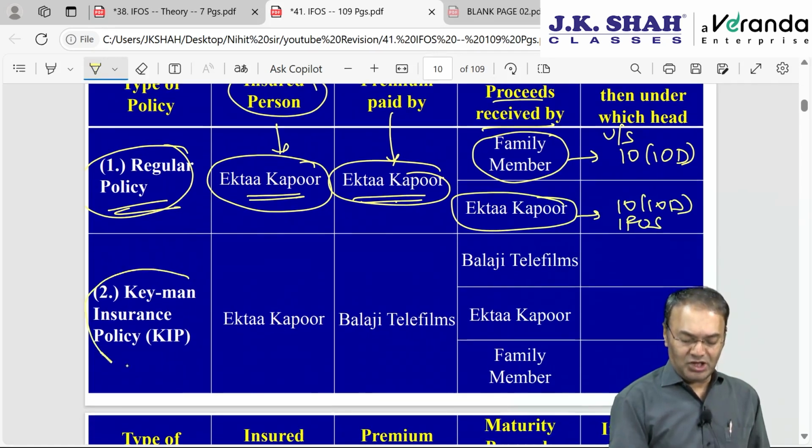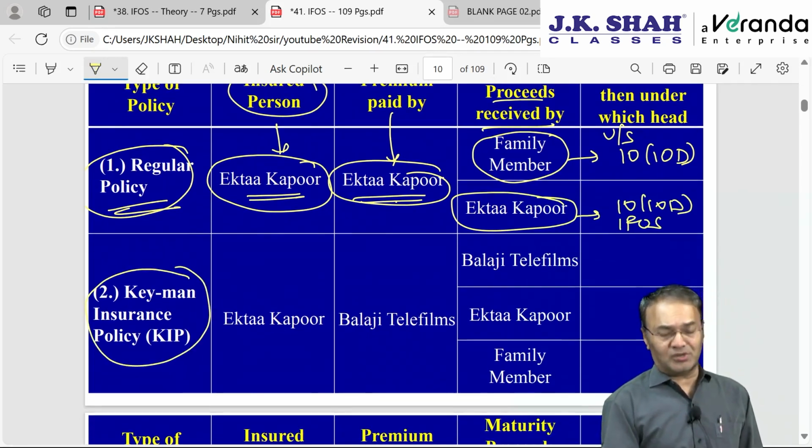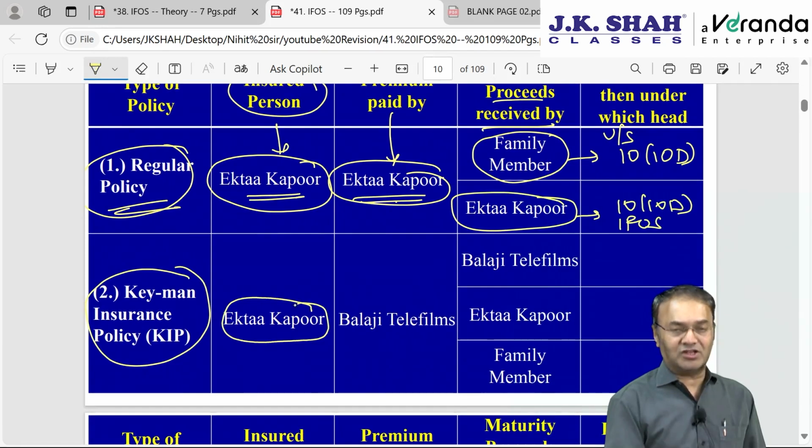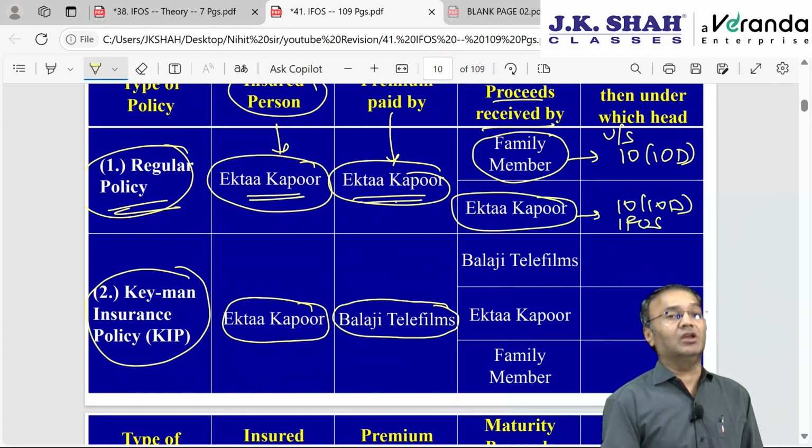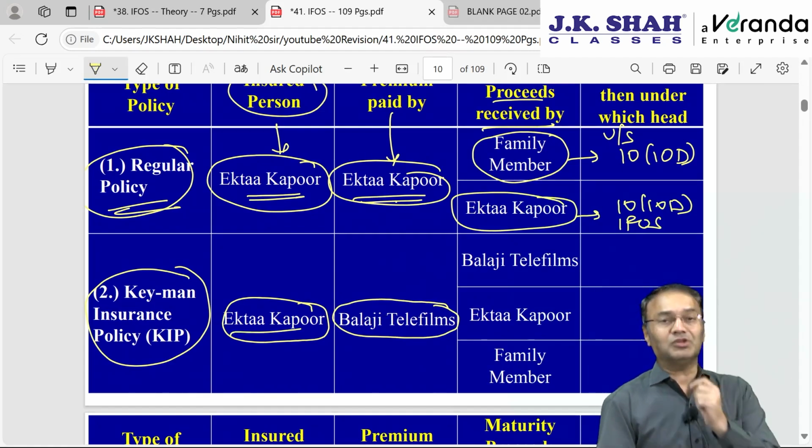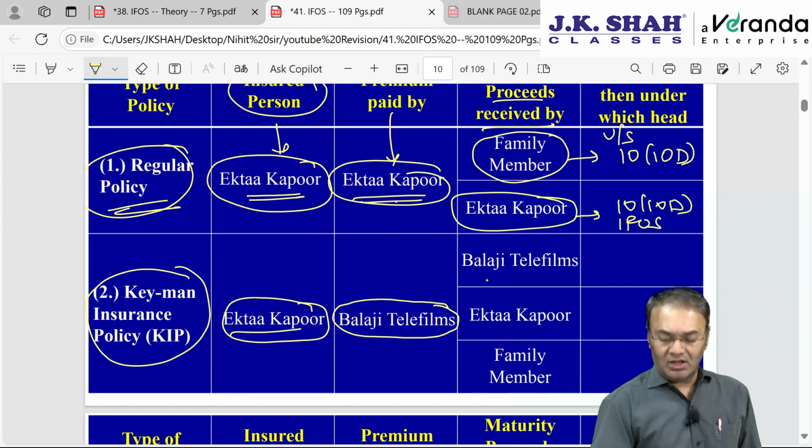But as far as a Keyman insurance policy is concerned, it is such a policy where the policy is in the name of Ekta Kapoor, the key person, but the premiums are paid by Balaji Telefilms. Here if the policy matures in the hands of Balaji Telefilms, something happens to Ekta Kapoor, the policy will mature. Something happens means if she dies, then it will be taxable in the hands of Balaji Telefilms under the PGBP. Here 10(10D) exemption is never available.